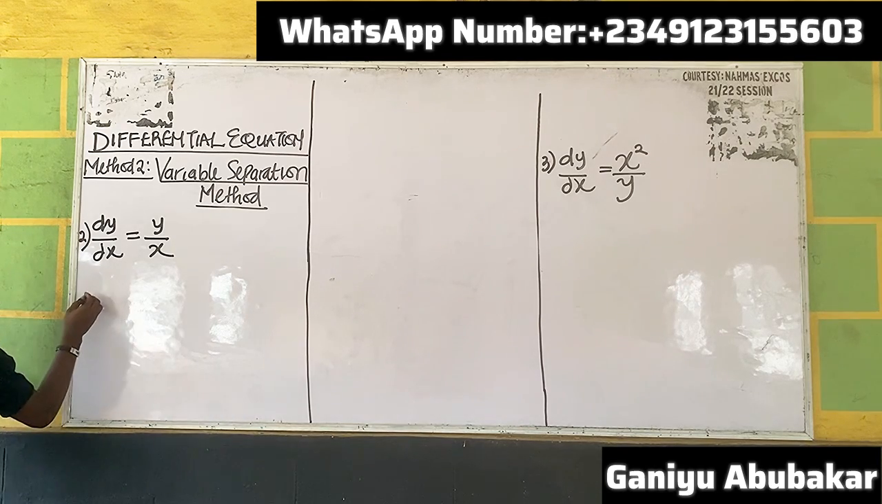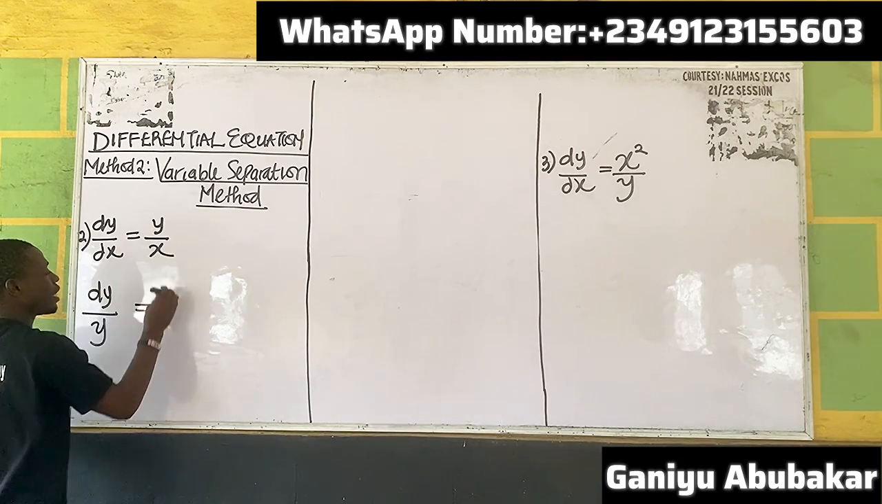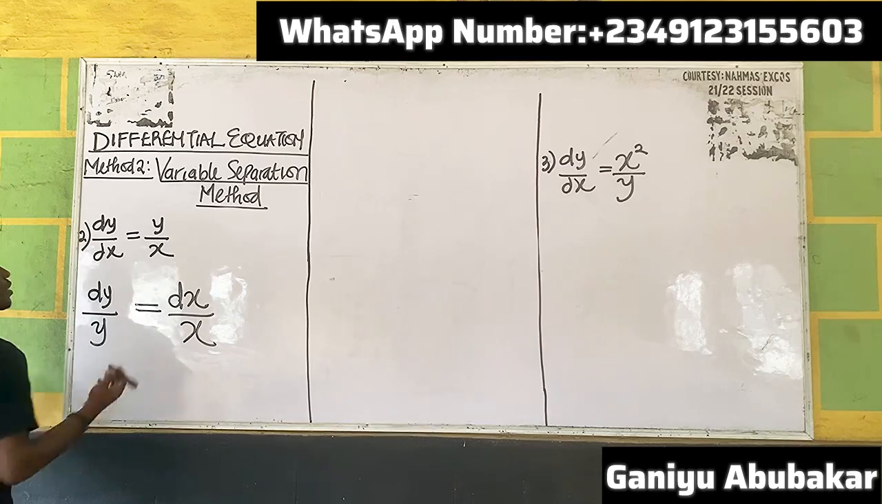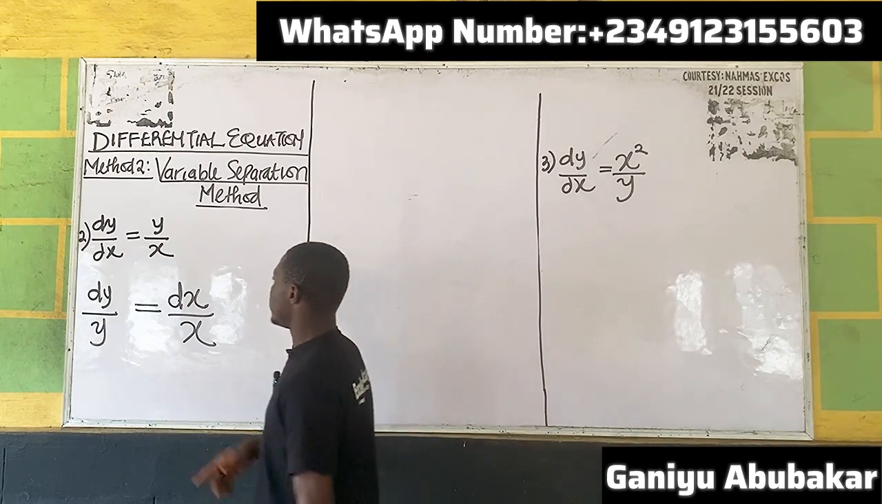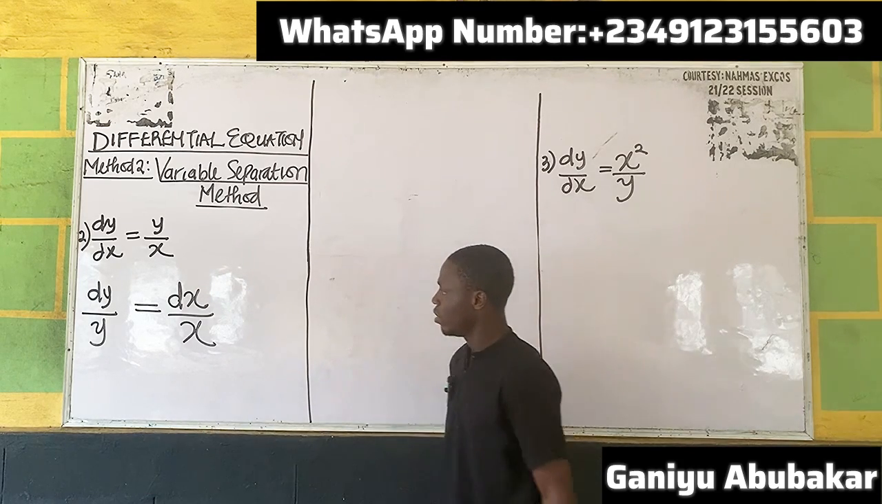That gives you dy all over y, this y brought down here, is equal to dx over x. We are here. What I think, multiply, right? And then you divide through.